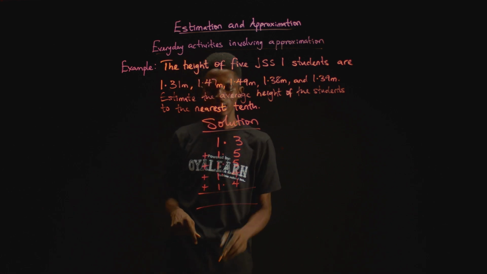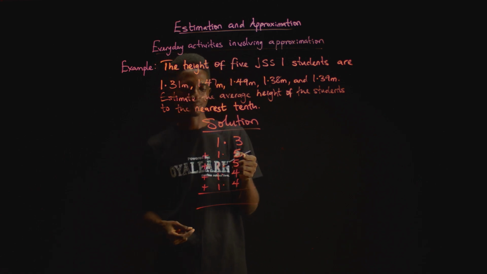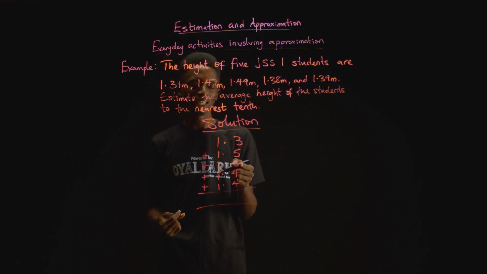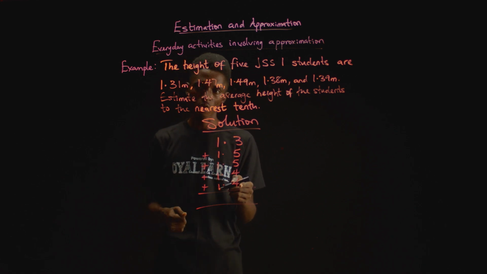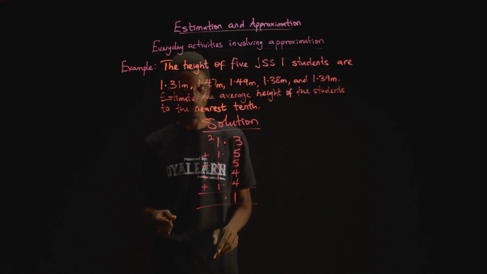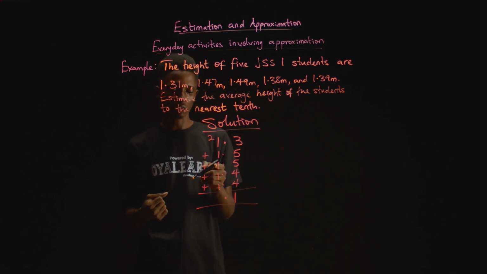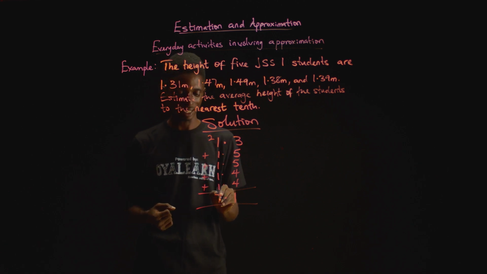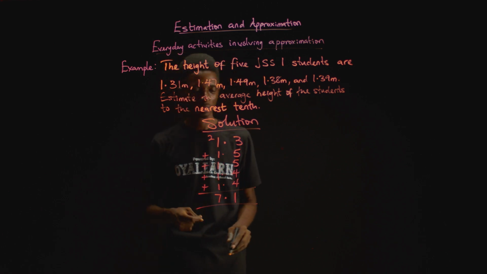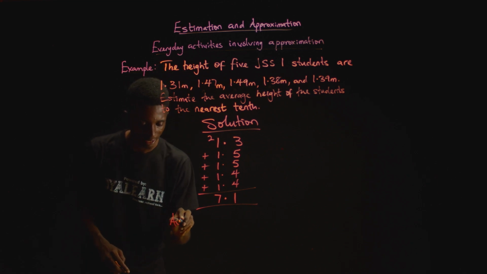Now let's add all of this together. 3 plus 5 is 8, plus 5 again, and then we have 13, plus 4 is 17, plus 4, and then we have 21. So we write 1, carry the 2. Remember the decimal point. So 2 plus 1 is 3, plus 1, 4, plus 1, 5, plus 1, 6, plus 1, and then we have 7. So 7.1. Since we already have the sum of the heights, let's now find the average height.